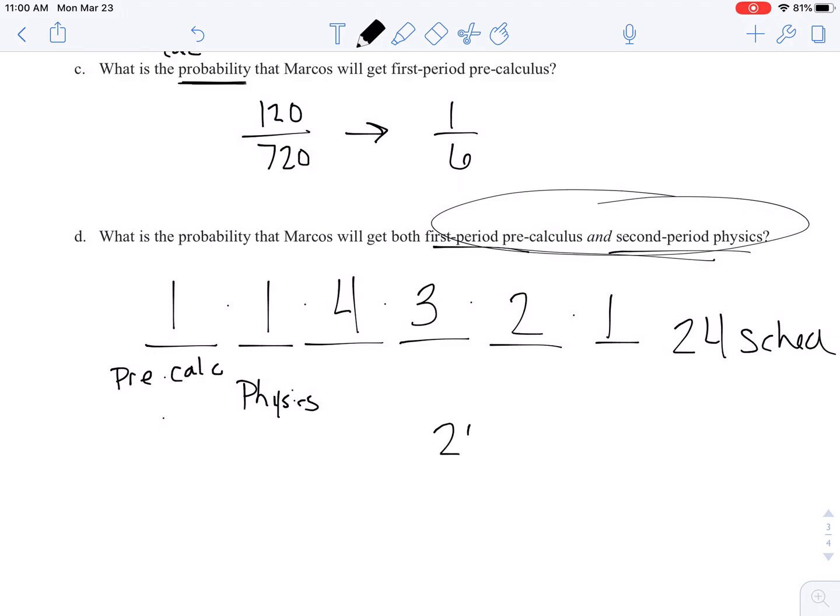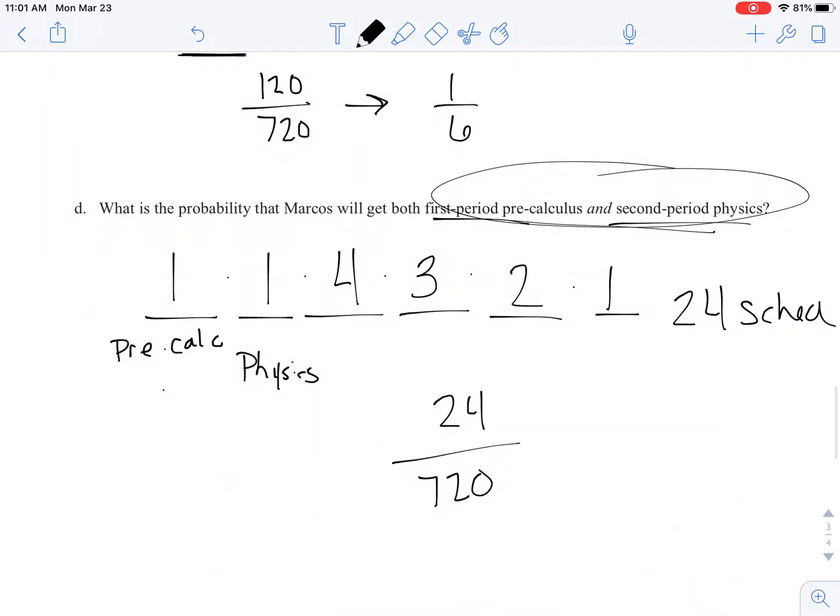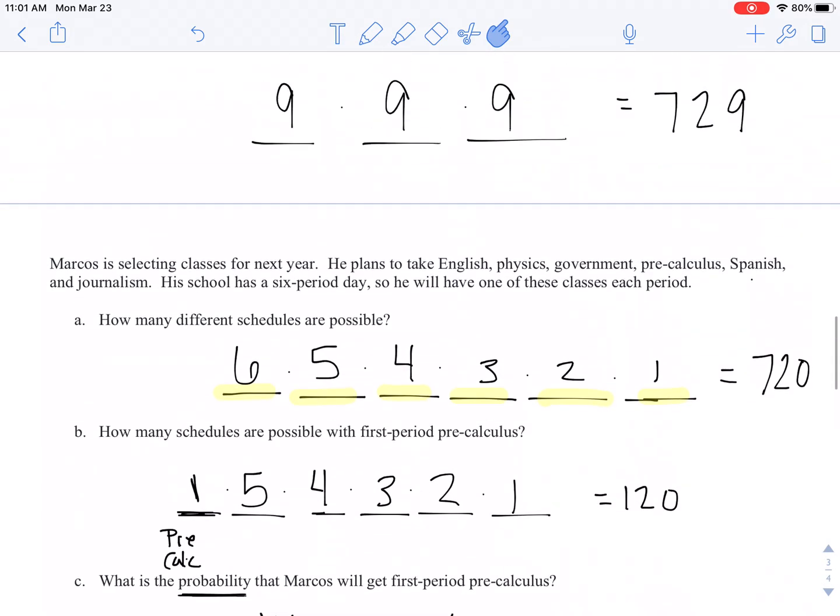So I would take 24 divided by that total of 720. Yep, 720. That would be the probability that we would get both first period pre-calculus and second period physics. That reduces to 1/30.